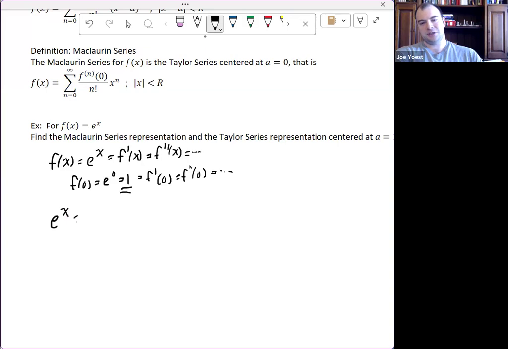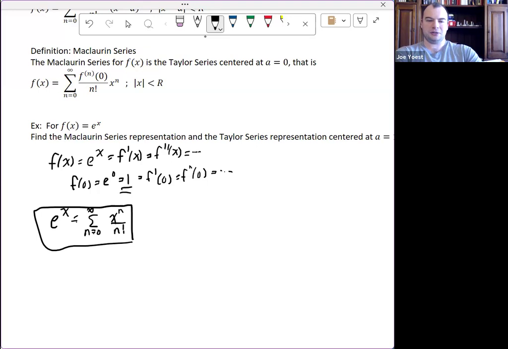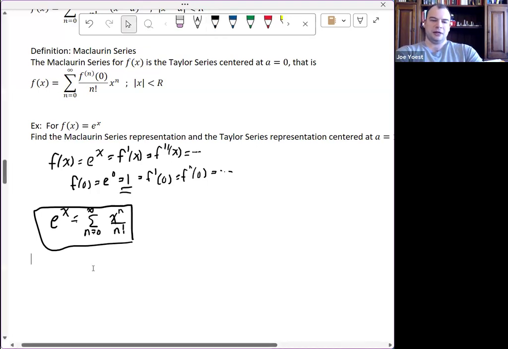So all of these nth derivatives of f at 0 just turn out to be the number 1. And we have e to the x equals the sum from n equals 0 to infinity of 1 over n factorial x to the n. And hey, that was exactly the series that we found, the series representation for e to the x that we found using the differential equation method.